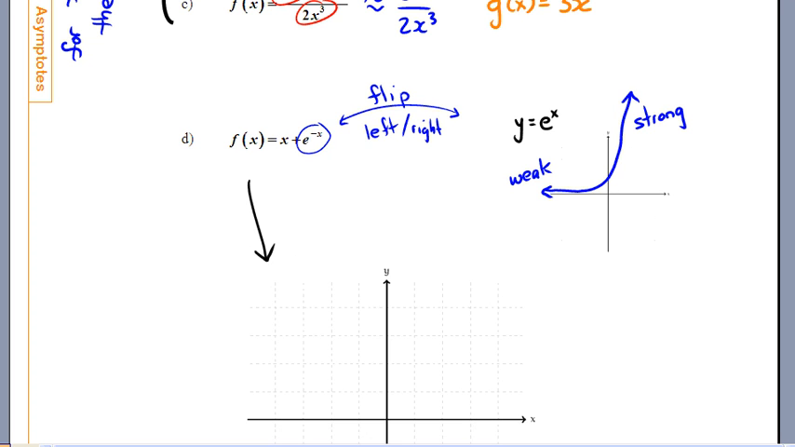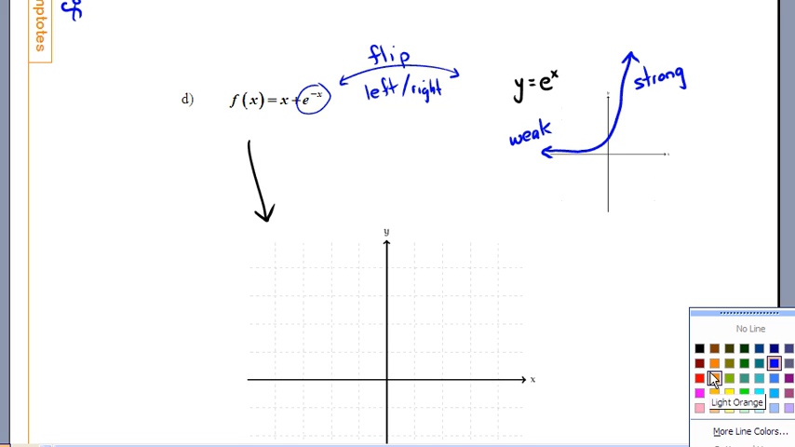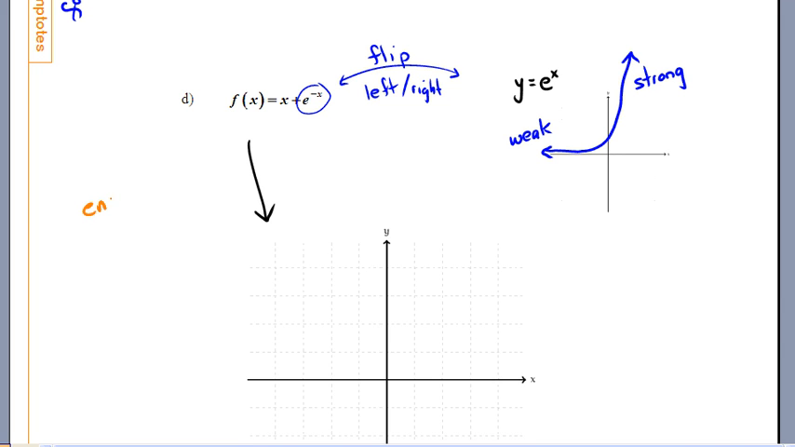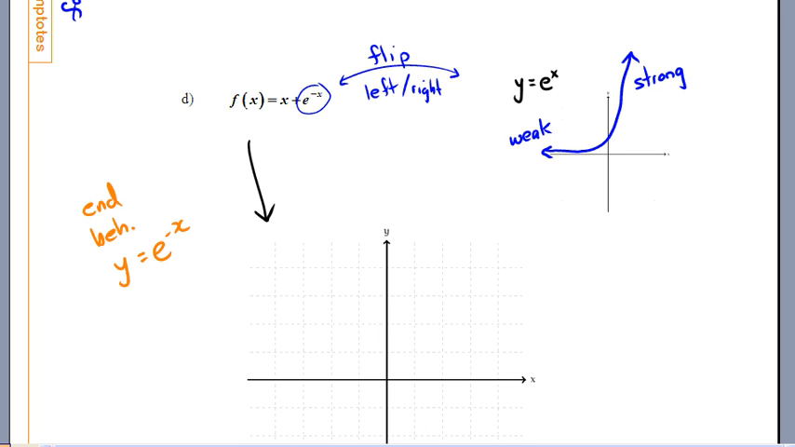And so if somebody said, hey, well, what do you think the graph of this thing might look like? Well, I might do some end behaviors. I might say that, you know what? Over here, my end behavior might be y is equal to e to the negative x. That's the strong one. And if you graph e to the negative x, okay, it looks like that. So out here, this graph is probably going to look kind of like this.